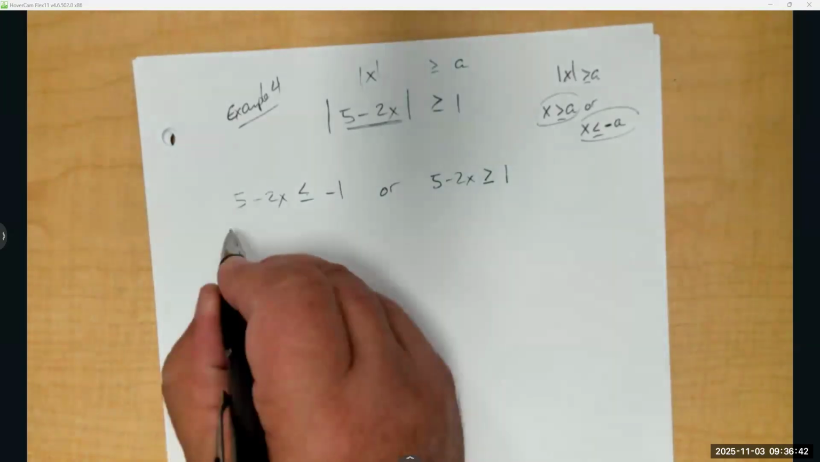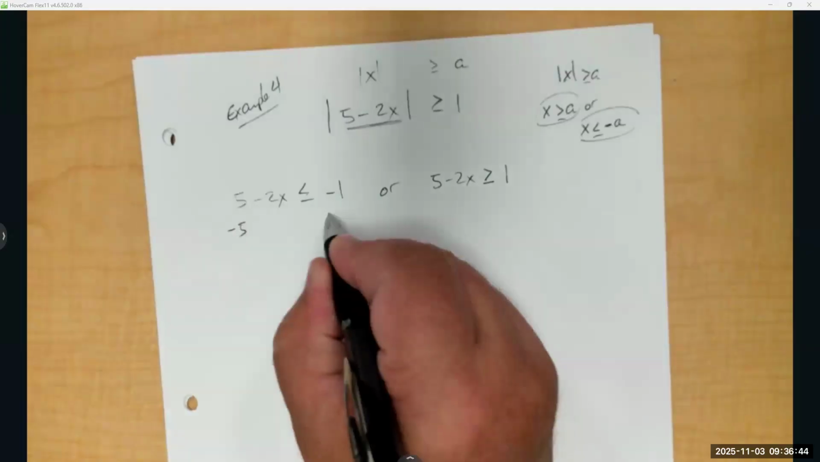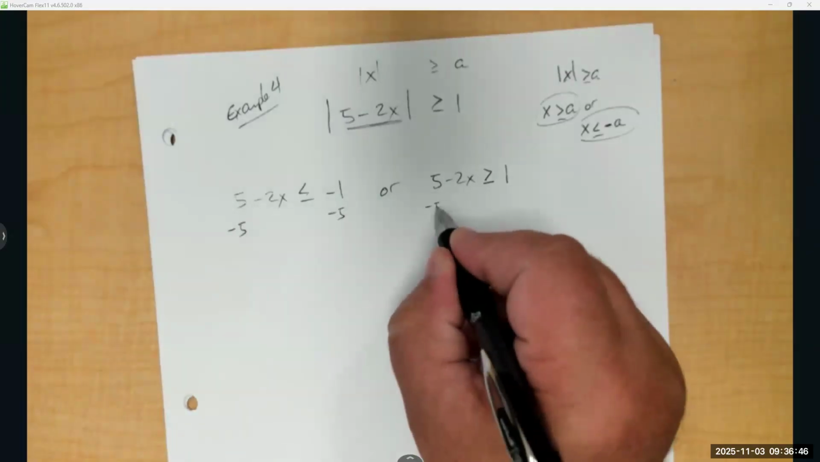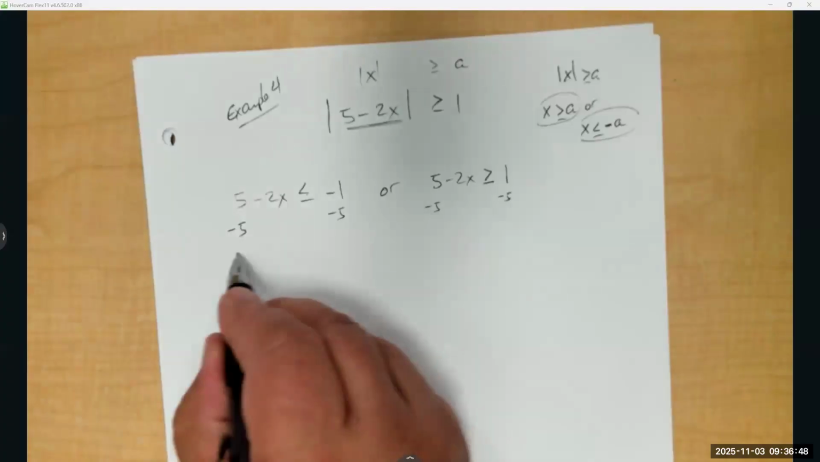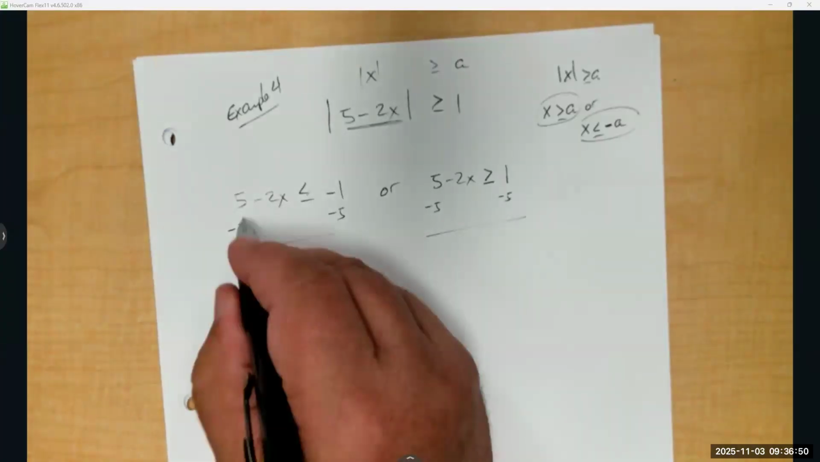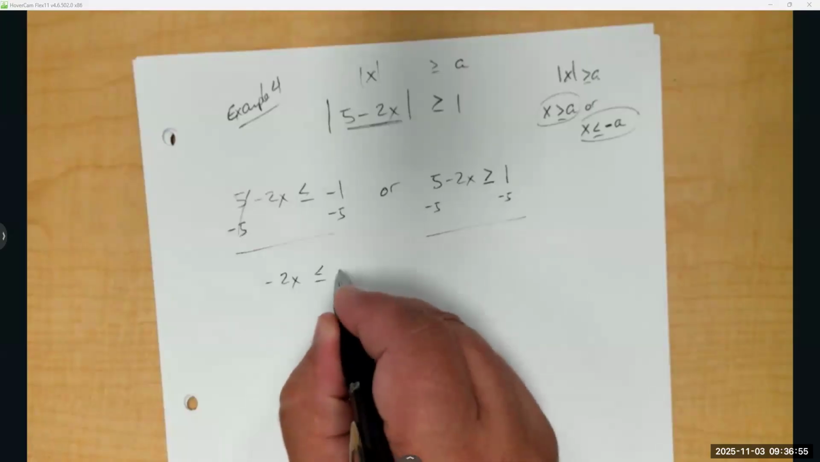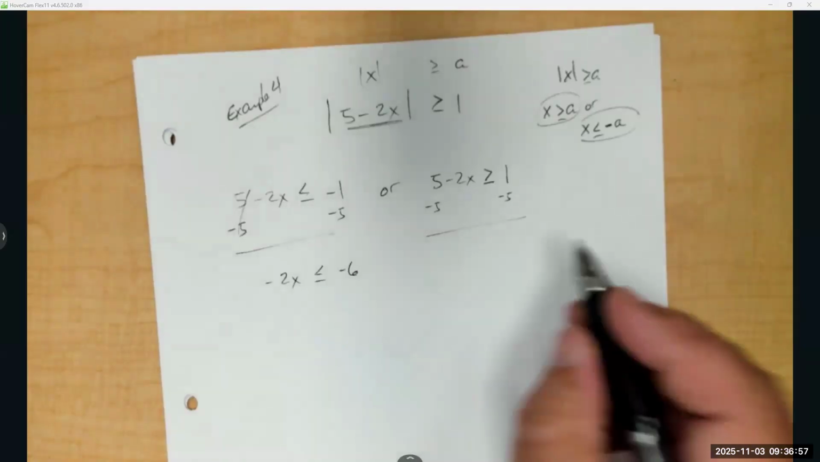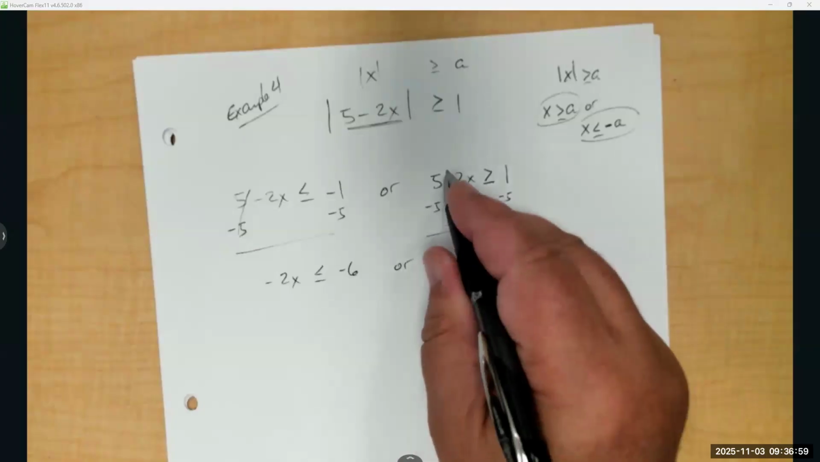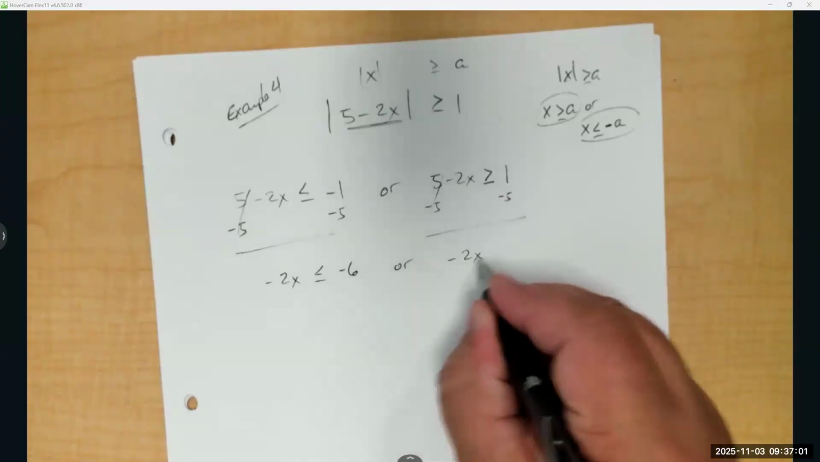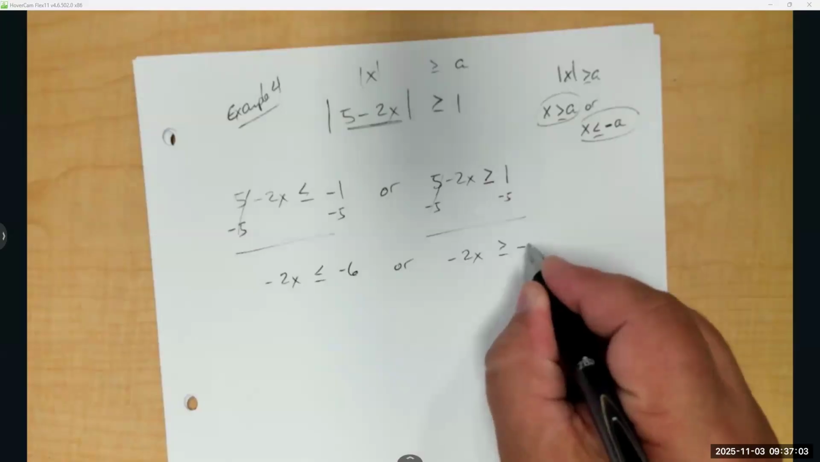Now we solve it. So we subtract 5 from both sides across the board. So -2x is less than or equal to -6, or -2x is greater than or equal to -4.